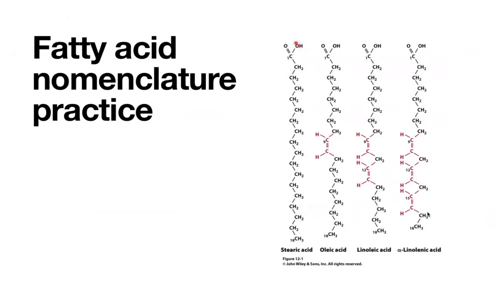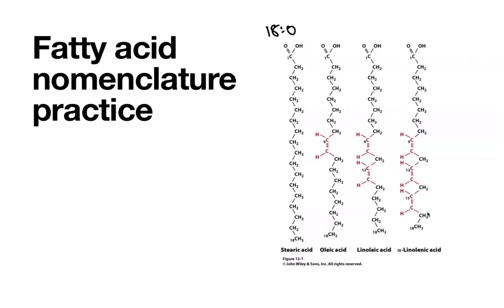Okay, the first one doesn't have any double bonds. So how are we going to refer to this? We see that it has 18 carbons and no double bonds. All right, so for this, all we have to do is write 18, 0, because it's got 18 carbons and 0 double bonds. So that's an example of a saturated fatty acid.